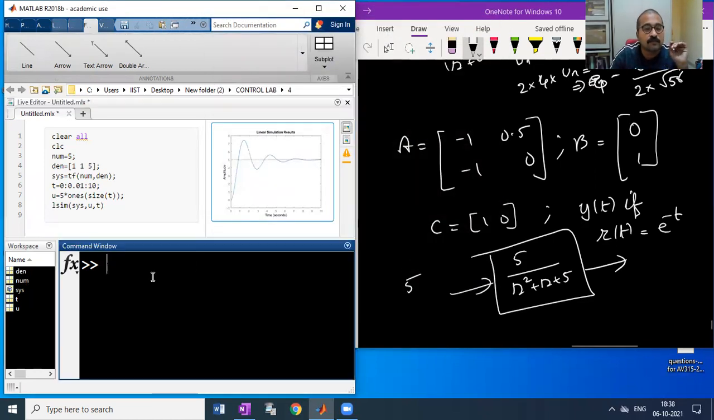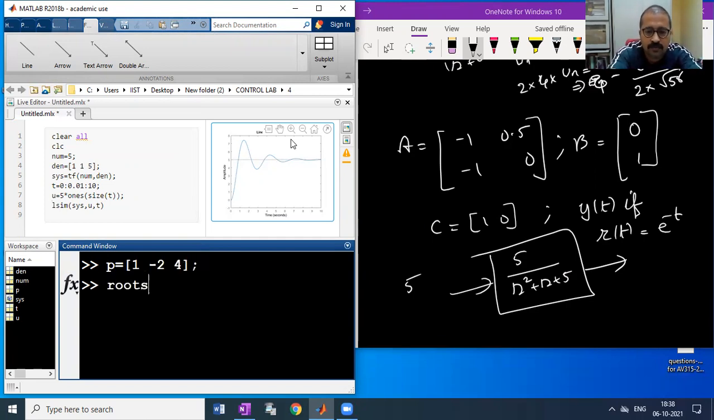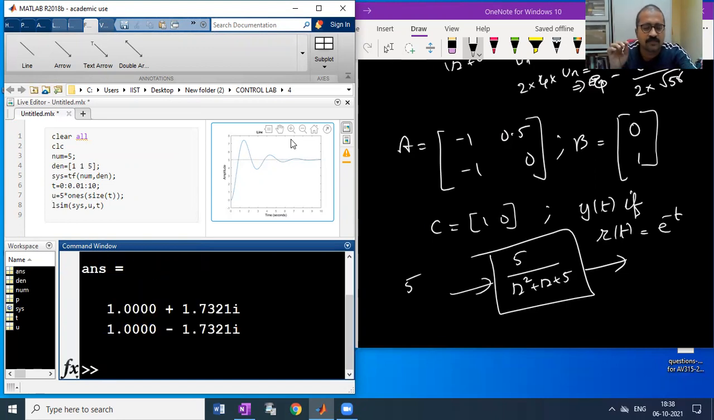Now, how to find stability? When you solve by hand, you make use of what is called the Routh-Hurwitz criterion. Unfortunately, in MATLAB there is no command corresponding to the Routh-Hurwitz procedure. What you can do is use the command called roots. If you are given a characteristic polynomial, you can check the roots of the characteristic polynomial. Say, for example, you have a quadratic polynomial, 1 minus 2 4. You can use the command roots of p. That will tell you the roots of the polynomial.